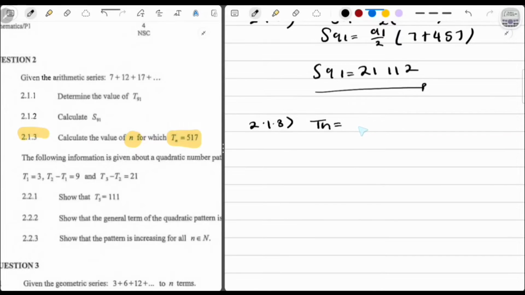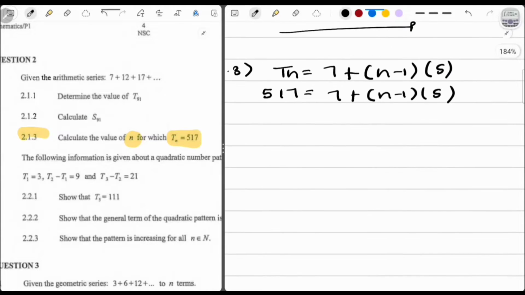It's A plus, but we already know what A is. It's 7 plus n minus 1 times D, which we know is 5. All we're going to do is, in place of Tn, substitute 517. It's equal to 7 plus n minus 1 times 5. I like to simplify it this way, where I take the 7 over because I can see that there are two separate terms here. That's the first term, second term. So take 7 over. 517 minus 7 is 510.